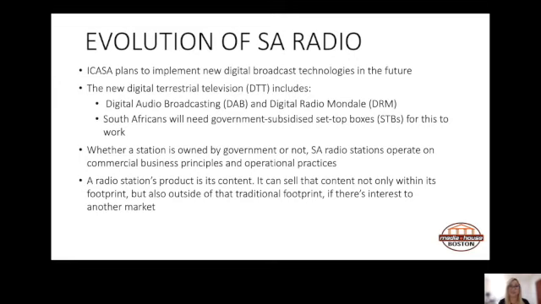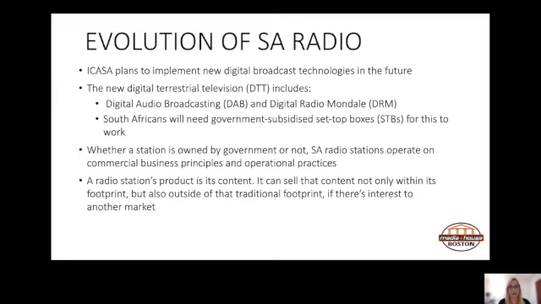There's a lot of speculation around DAB specifically about whether it's ever going to come into play in South Africa, because there's quite a big price attached to it, because South Africans will need government subsidized set-top boxes, STBs, for this to work. It's quite an expensive expedition for the government specifically, way more expensive than a normal radio. But what it will do is open up a lot of frequency on the spectrum, because radio will no longer be analog, meaning those frequencies can be used for a range of different things, and a lot more radio stations will have the opportunity to pop up.